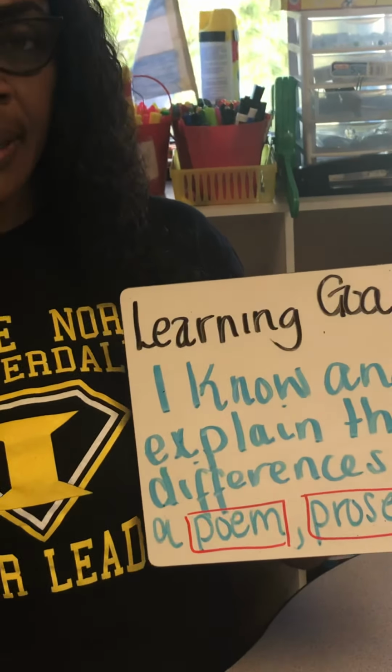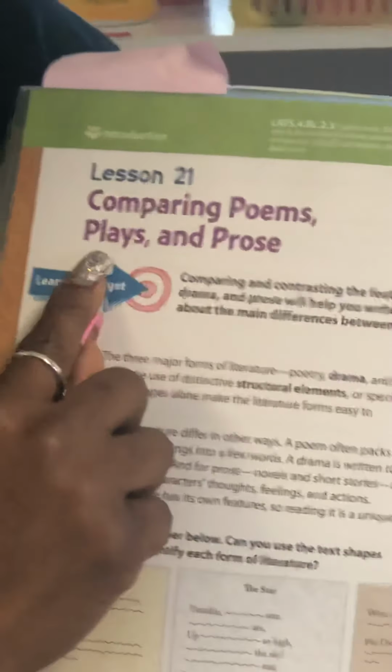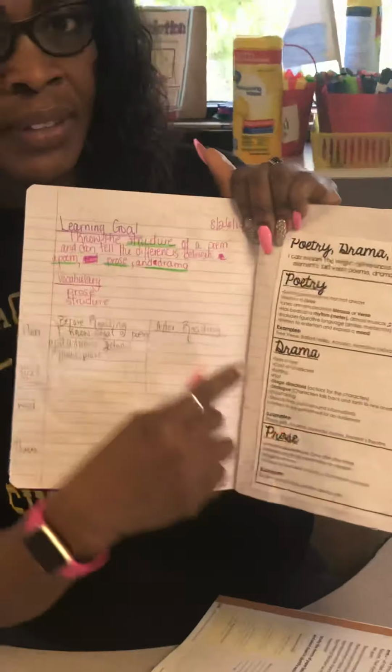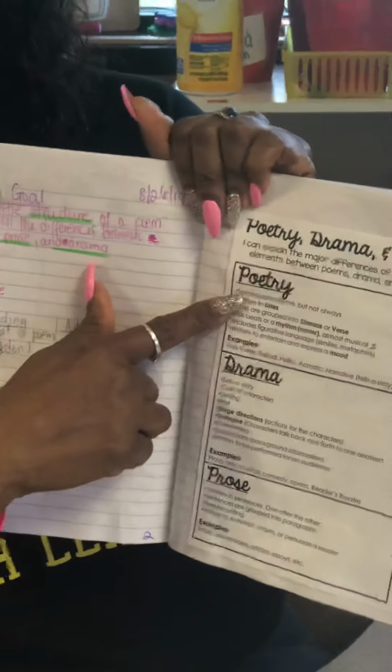Okay, so this week's lesson, we will be looking at lesson 21. It is found in your iReady textbook on page 326. It is comparing poems, plays, and prose, all the P's, some alliteration. All right, so I just want to do a little review of the elements we have already discussed. I have them written here for you. We have the elements of a poem or poetry, the elements of drama, and also the elements of prose.